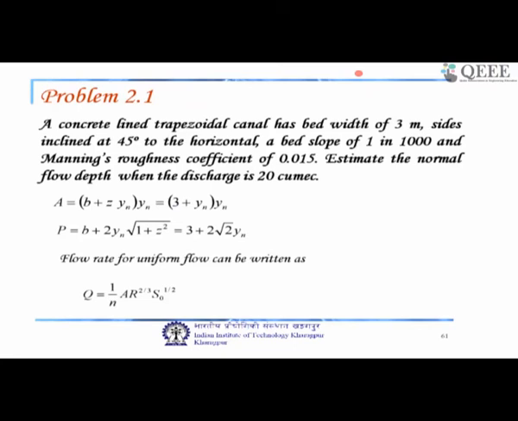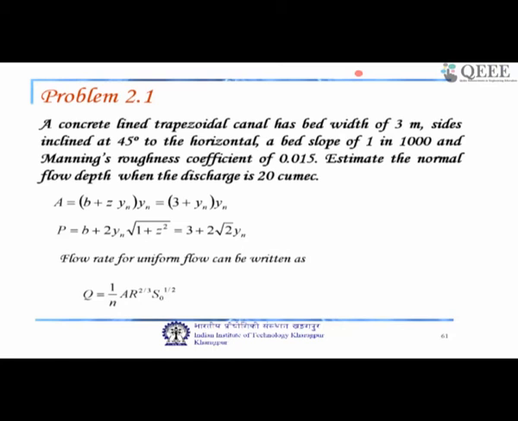So, let us consider the problem: a concrete lined trapezoidal canal has a bed width of 3 meters and sides inclined at 45 degrees to the horizontal. A bed slope of 1 in 1000 and Manning's roughness coefficient of 0.015 are given, and estimate the normal depth when the discharge is 20 cubic meters per second.